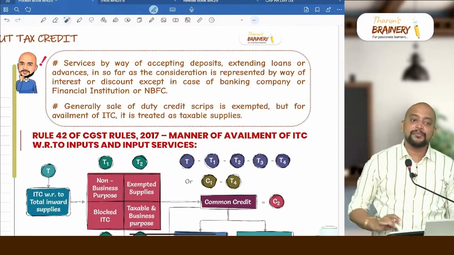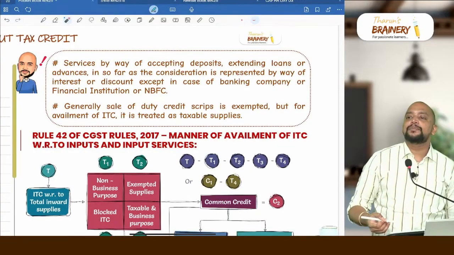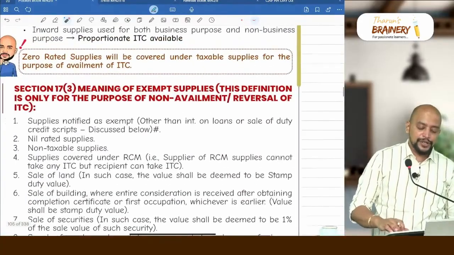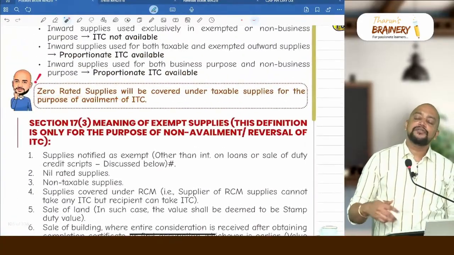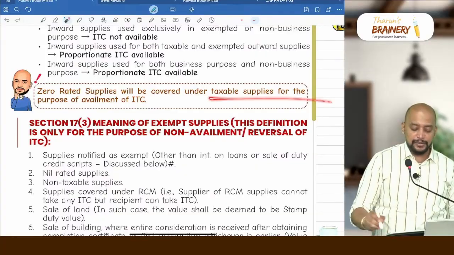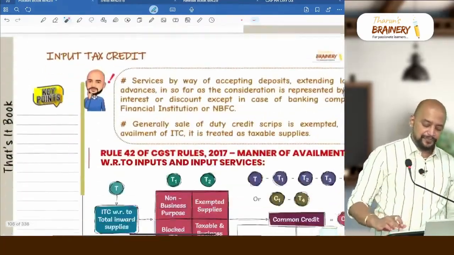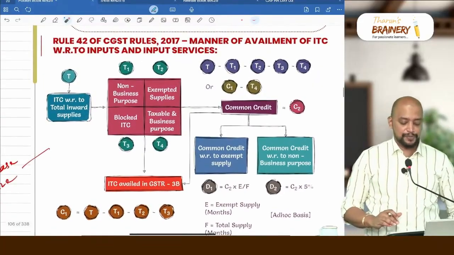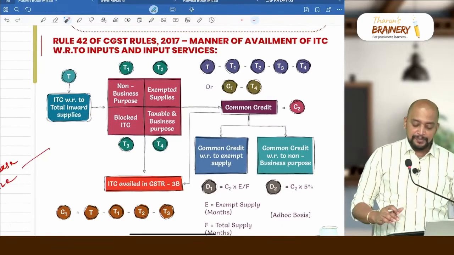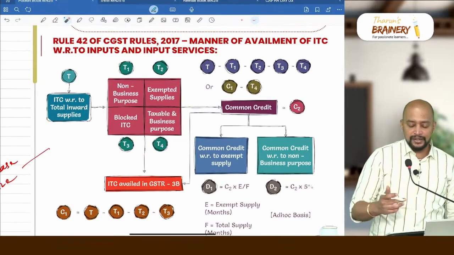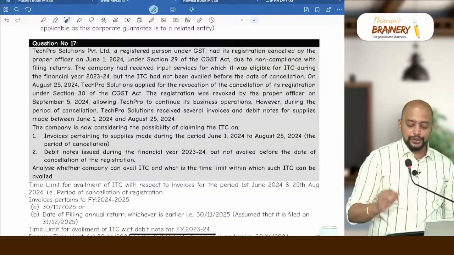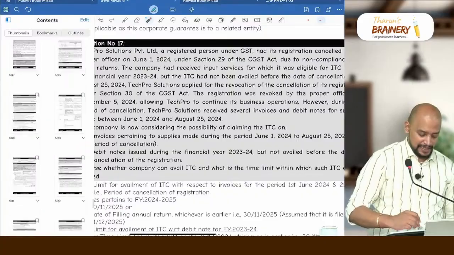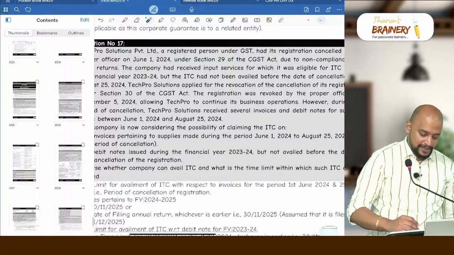So first 8 points you need to remember. Then these two transactions, even though it will be exempted, but it will be treated as taxable. Then apart from that, one more point already we know, zero rated supplies. Zero rated supplies, even though the burden becomes zero, but it will be treated as taxable for the purpose of availment of ITC. Next, we have rule 42, that is manner of availment of ITC with respect to inputs and input services. But this rule 42, simple, we will see later, but I wanted to give you one question related to this, discussion of meaning of exempted supplies. So you can take that in comprehensive questions.